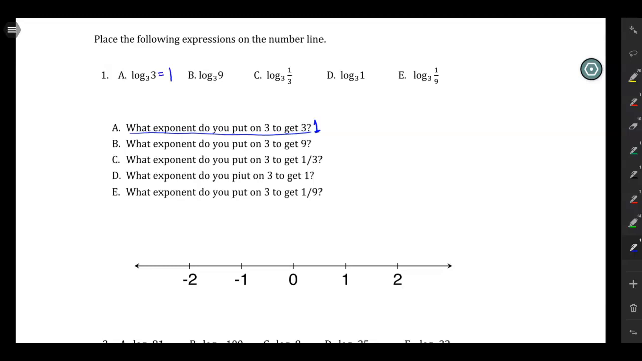What exponent do you put on 3 to get 9? So 3 to what power gives you 9? That's 2. So this logarithm, log base 3 of 9, is equal to 2. And I'm asking myself that same question for all of these.